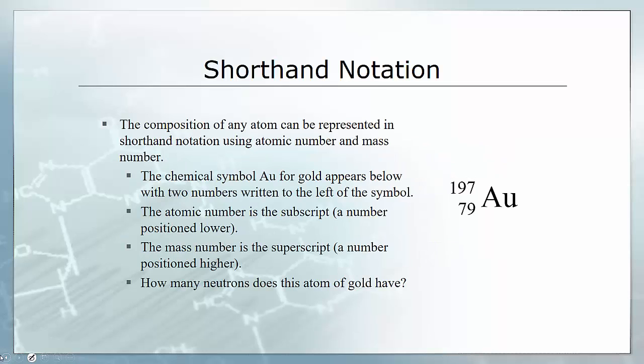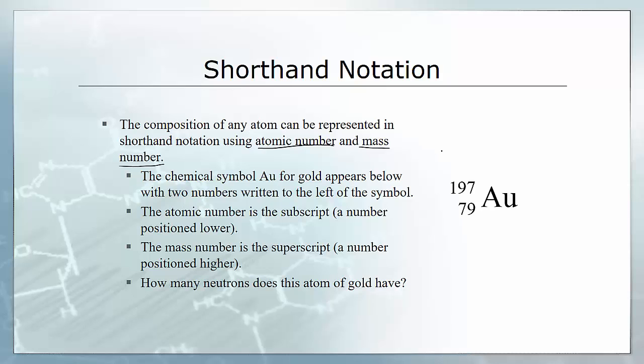So instead we use shorthand notation that you've seen a little bit of before when you've been reading. The composition of any atom can be represented in shorthand notation using the atomic number and the mass number, because these are the things that tell you about the atom itself, the number of protons, neutrons, and electrons. So for example, this is gold.